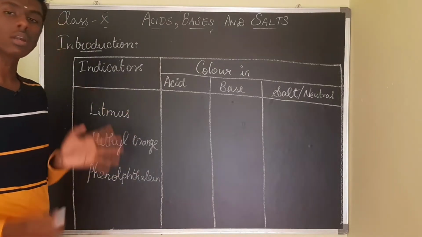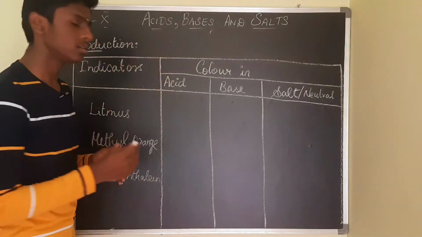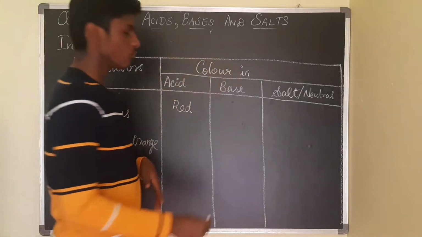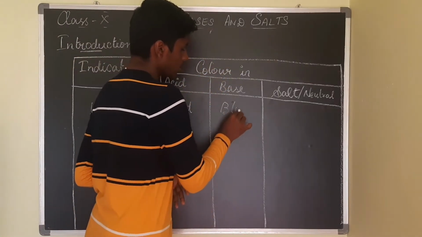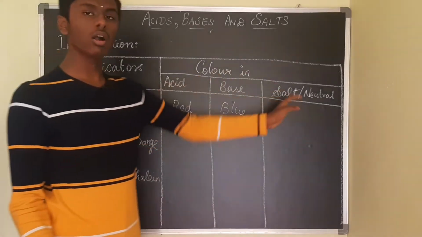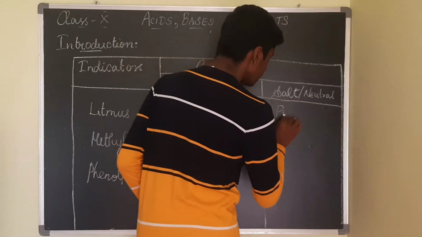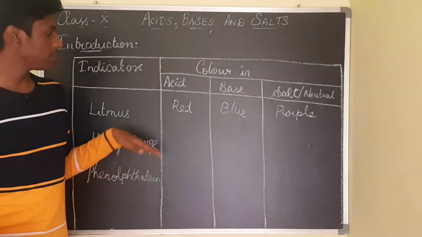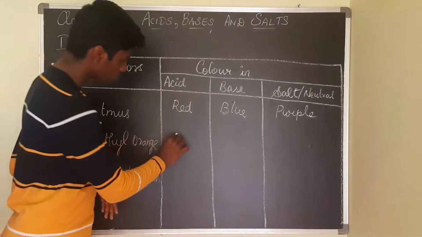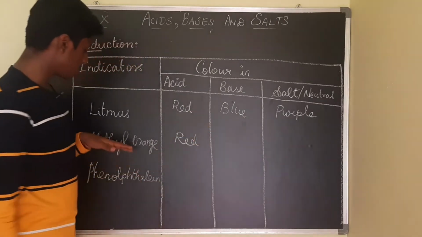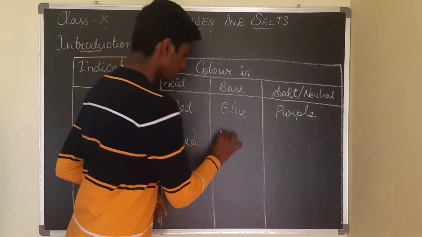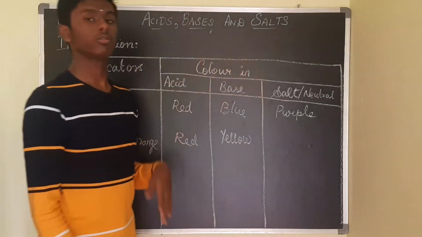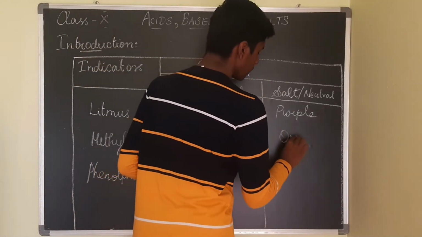Let's first talk about litmus. So litmus in acid will show us red color. Litmus in base will show us blue color. Litmus in salt, it will show us purple color. Then methyl orange in acid will again show us red color. Methyl orange in base will show us yellow color. Methyl orange in salt will show us orange color.